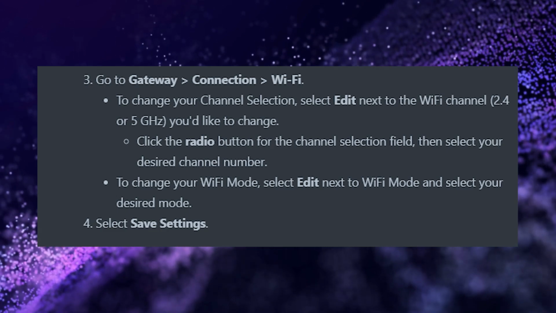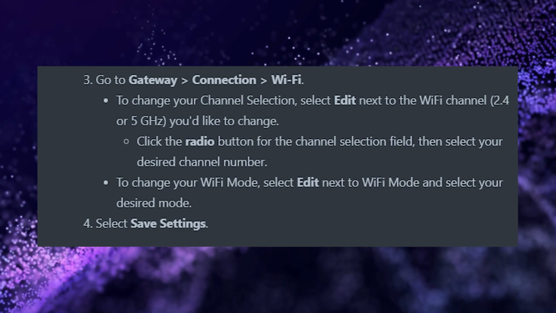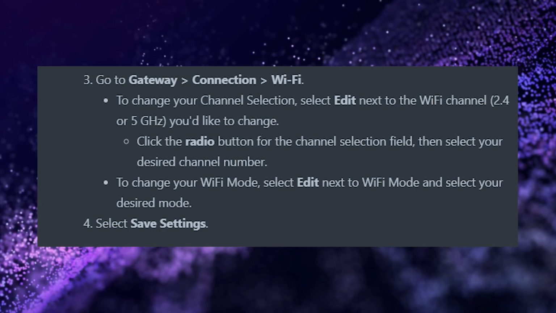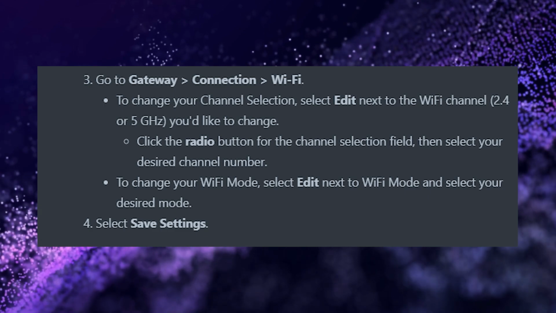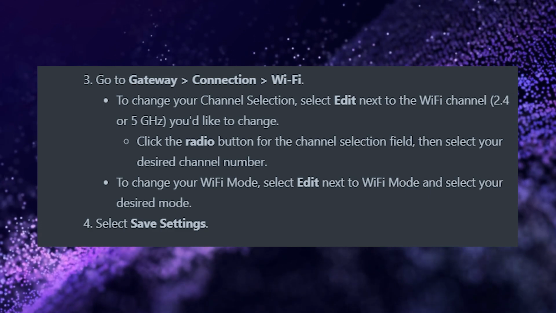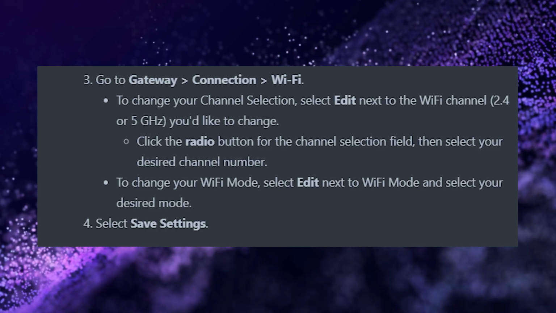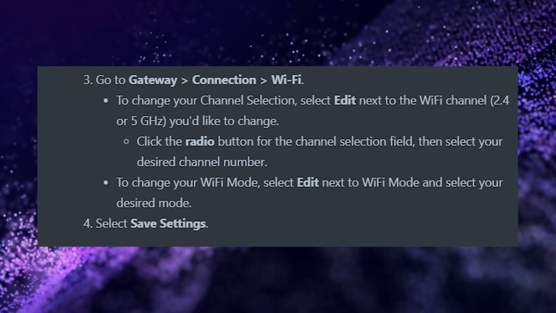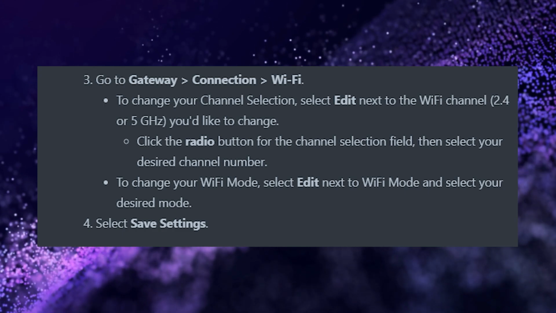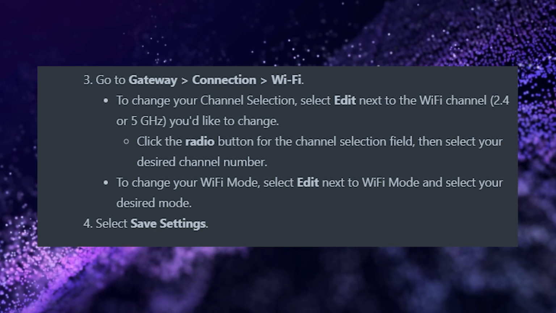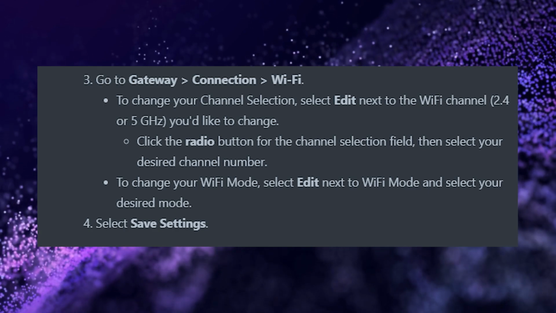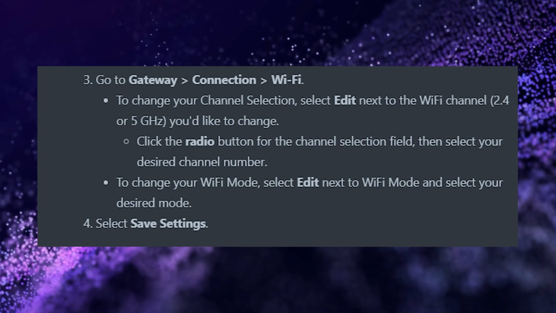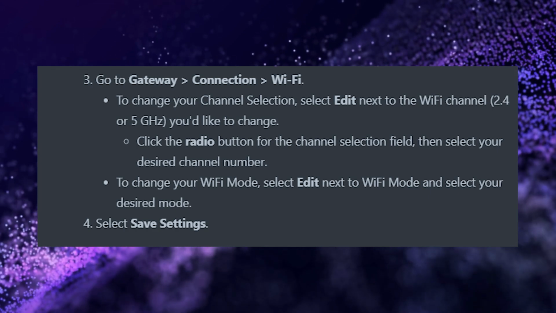Now to change your channel selection, select Edit next to the Wi-Fi channel, that is 2.4 or 5 GHz that you want to change. So click on the radio button for the channel selection field, then select your desired channel number. To change your Wi-Fi mode, select Edit next to Wi-Fi mode and select your desired mode. Now select Save Settings. After you're done following these steps, you would have successfully changed to 2.4 GHz on Xfinity.